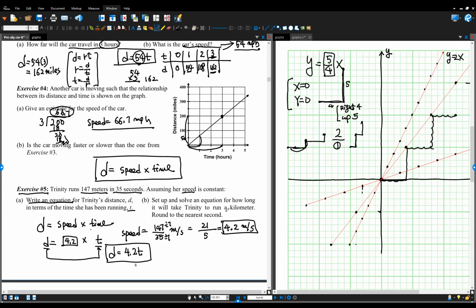Okay, how long will it take to run 1 kilometer? 1 kilometer is 1,000 meters. For 1,000 meters, how long does it take? So 1,000 meters equals 4.2 times t. From here, we can solve for t. Divide by 4.2 and divide by 4.2.